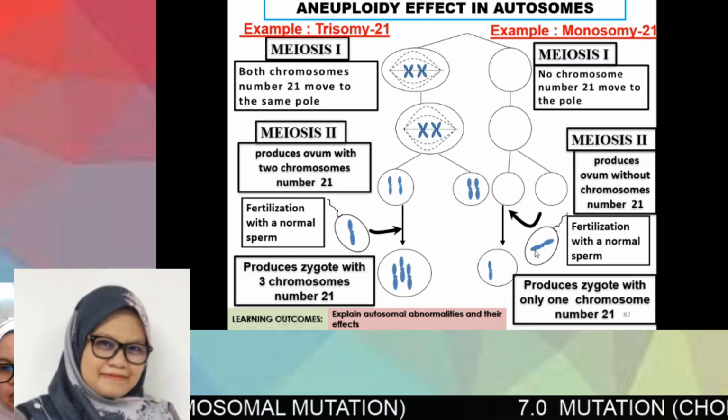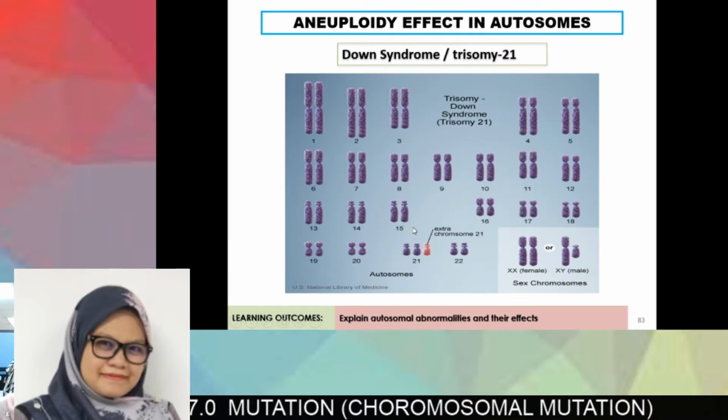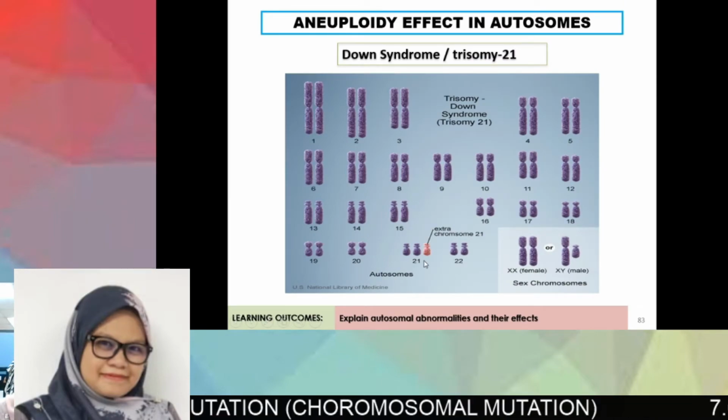So kes ini kalau kita boleh tengok, kita cerita tentang pasangan ke-21. If you see an extra chromosome 21, so ini kita panggil sebagai trisomy 21. Kenapa dia boleh jadi? Sebab salah satu gamet sama ada ovum ataupun sperm berlaku non-disjunction. Then the non-disjunction occur involve chromosome 21. So one of the gamete will carry extra one chromosome.